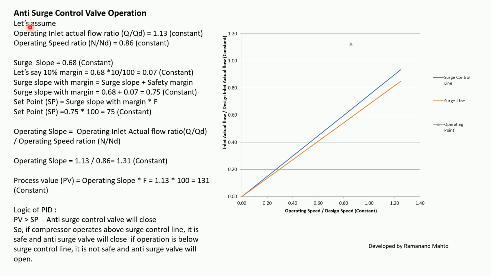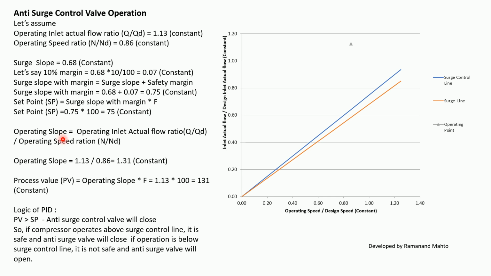Anti-surge control valve operation, let's assume the operating inlet actual flow ratio Q by QD is 1.13, which is constant. Operating speed ratio N by ND is 0.86, which is constant. So this is the point of operation. Surge slope is 0.68. Let's say 10% margin, 0.68 into 10 by 100, 0.07, constant. Surge slope with margin is surge slope plus safety margin. So surge slope with margin is 0.68 plus 0.07, which is 0.75, constant. Set point is surge slope with margin into factor F. So set point will be 0.75 into 100, which is 75, constant.